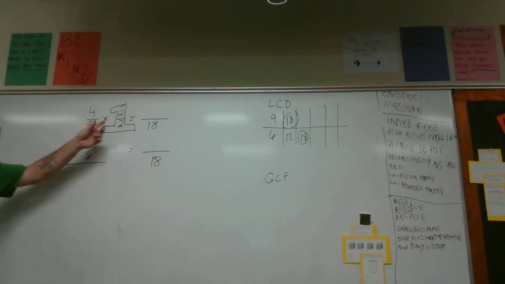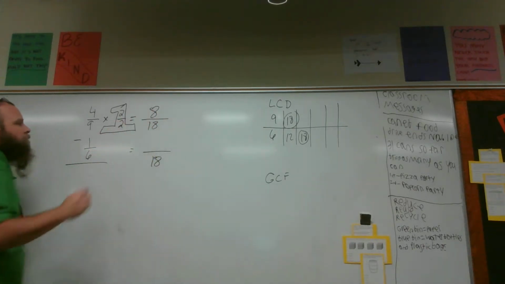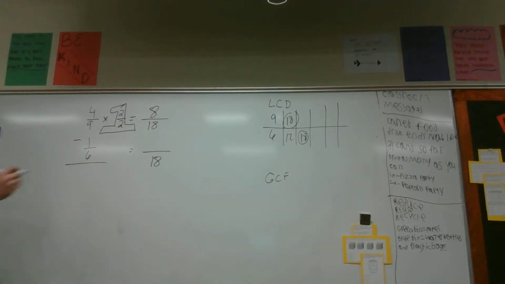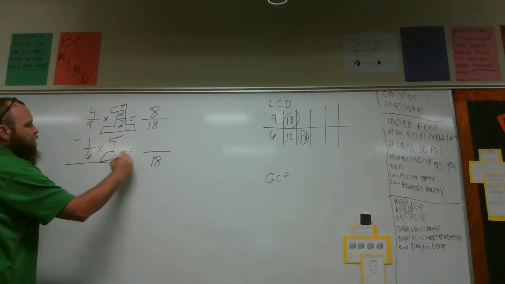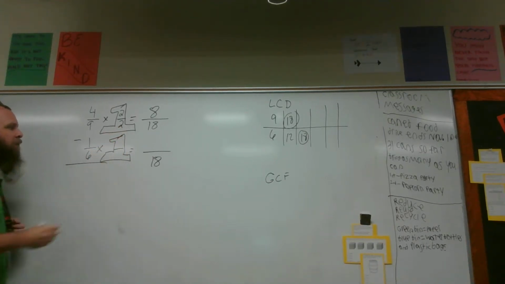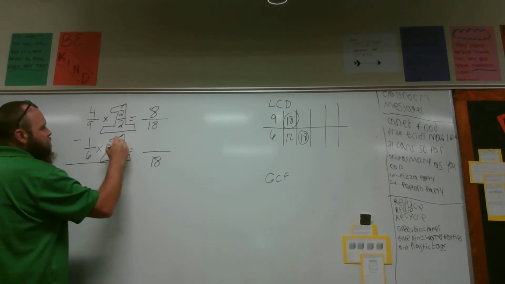Okay, so what's my numerator here, Maddie? 4 times 2 is? 8. So I have 8/18. Now I need to multiply. This one isn't over 18, so I need to find an equivalent fraction so that it is over 18. What would I multiply by, Maddie? 3 over 3. Awesome sauce.